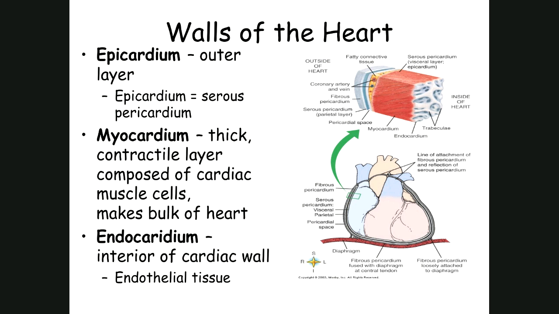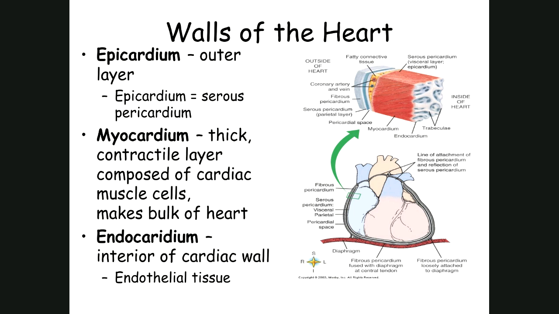Next is what the heart is made up of. You all know the heart is made up of muscles, so it is a muscular organ. What are the layers present in the heart? The heart contains the layers called epicardium, myocardium and endocardium. The epicardium is the outer layer of the heart, the serous pericardium.